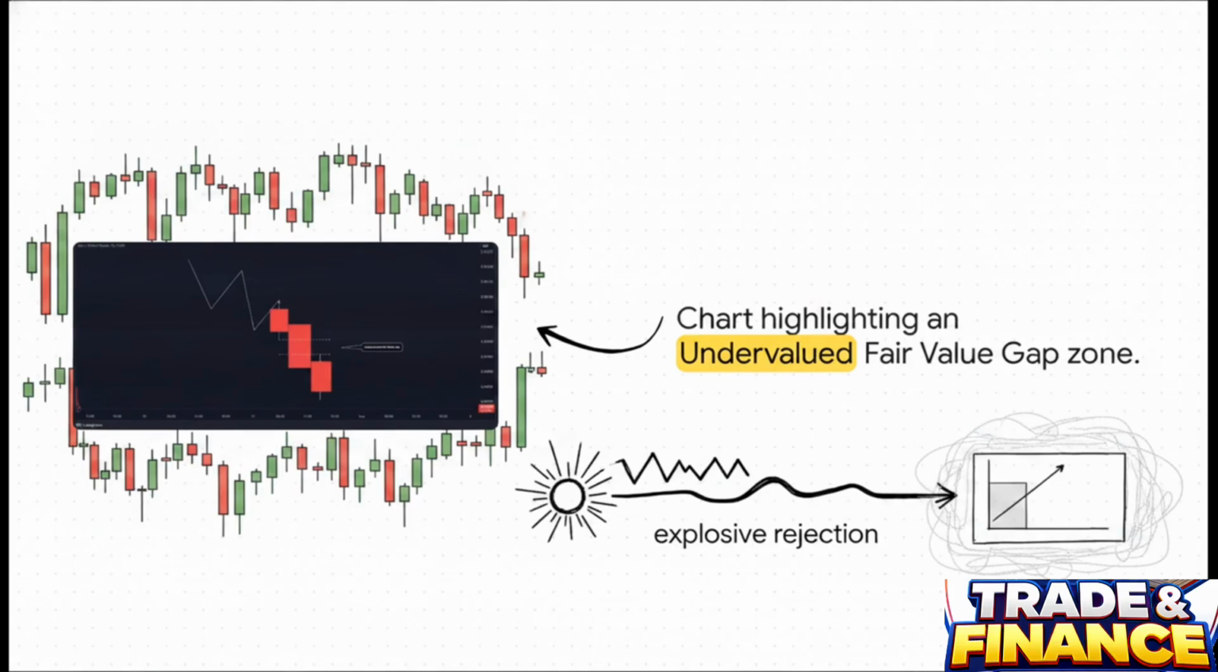Unlike a normal gap where price might retrace deeply into the middle, algorithmic repricing often targets only the absolute outer edge of a BPR. It just taps that overlapping zone and experiences an immediate, explosive rejection. Honestly, it's one of the cleanest execution zones in modern price action theory.